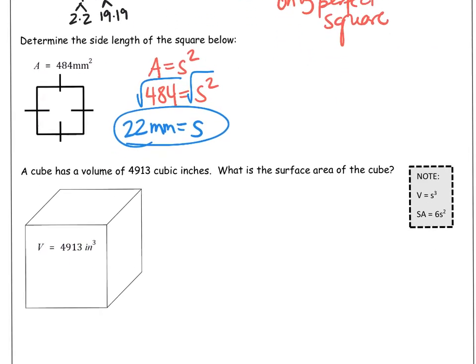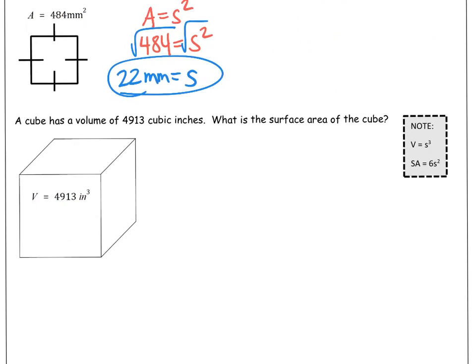Okay, a cube has a volume of 4,913 cubic inches. What is the surface area? So this one is a little bit trickier because if I want to find surface area, I need to know the side length, right? So it gives me the volume, and over here on the side, I said the volume is equal to side cubed, right? So kind of the same idea. Volume is side cubed. I know that the volume has a value of 4,913. And I want to solve for that.